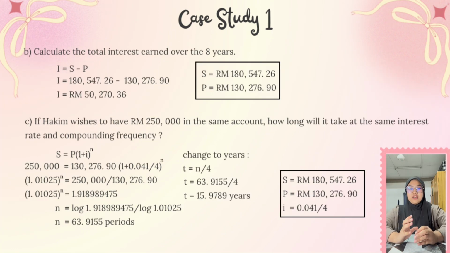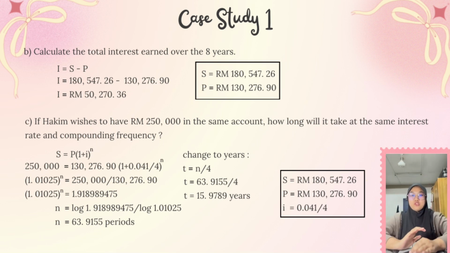Okay, now for part B, calculate the total interest earned over the 8 years. The formula is interest equals final amount minus principal. So we take 180,547 ringgit and 26 cents and subtract 130,276 ringgit and 90 cents. This gives 50,270 ringgit and 36 cents. So the total interest earned over 8 years is 50,270 ringgit and 36 cents.